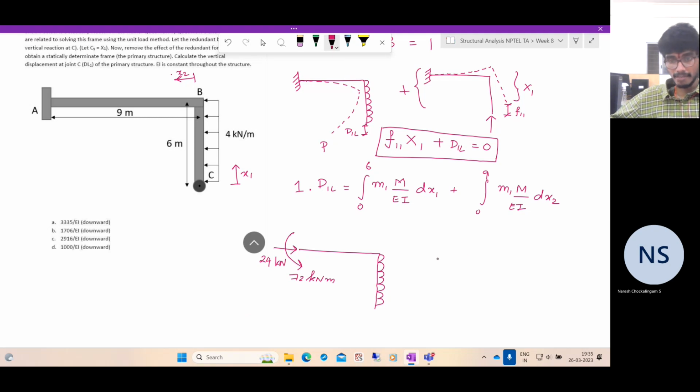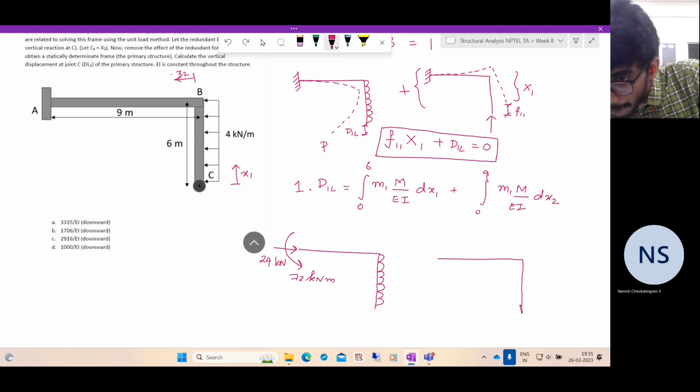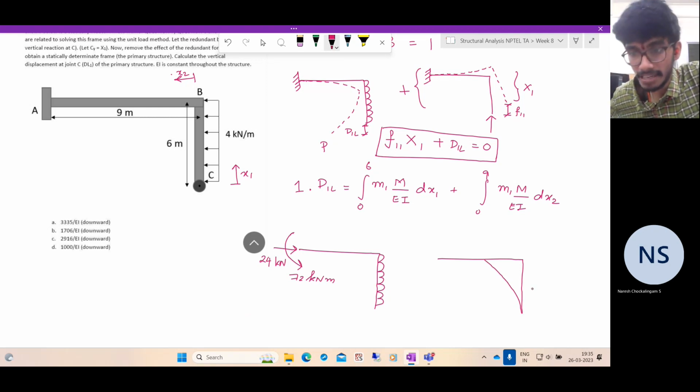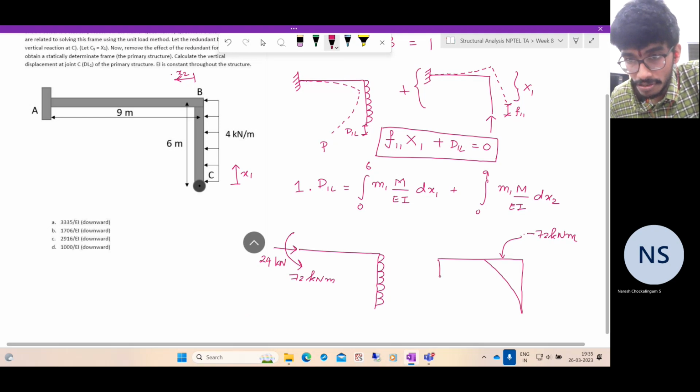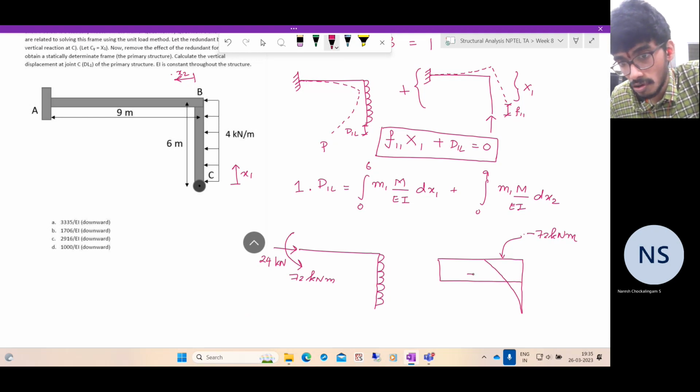Now, if you draw the bending moment diagram for this structure, it is something like this. Here it increases in a quadratic fashion. The final value is what? 4 into 6 square by 2. So 4 into 36 by 2, so 4 into 18 is minus 72 kilonewton meter. And this other member doesn't have any shear force, so it has a constant bending moment distribution. So both are negative.